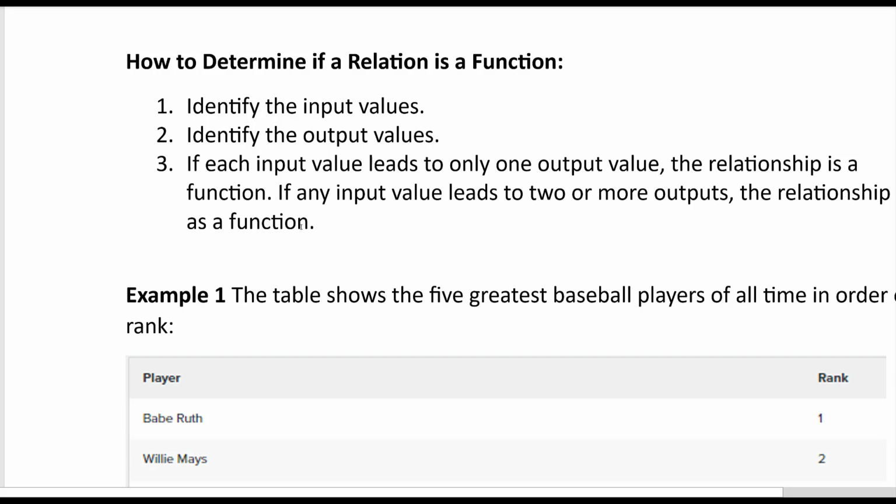How to determine if a relation is a function? Identify the input values. Identify the output values. If each input value leads to only one output value, the relationship is a function. If any input value leads to two or more outputs, the relationship is not a function. There's a typo there. Look at that, fixing it real time.